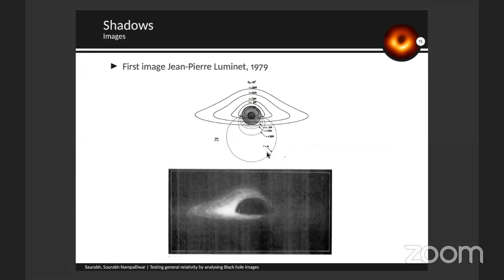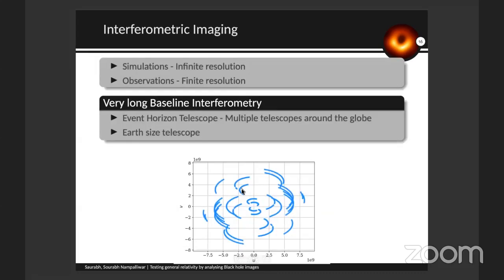The first image that we got for the imaging of a black hole was given by Jean-Pierre Luminet in 1979, where he considered a thin optical accretion disk, and that's the image that we have got. So all that stuff was basically about the simulation and ray tracing.